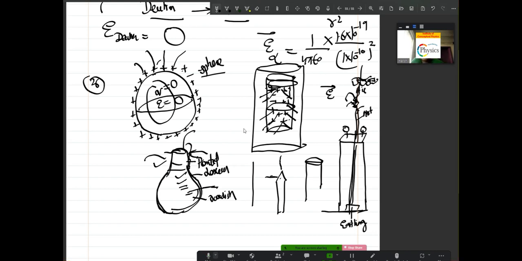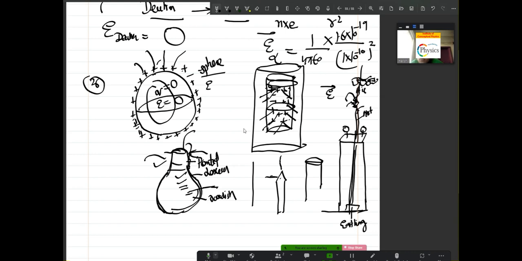Like quantization? Yes. No, no. Quantization is being multiple of e, plus and minus, both. What I am saying is, if you give a charge to a sphere, it spreads itself uniformly. What happens if it spreads uniformly?